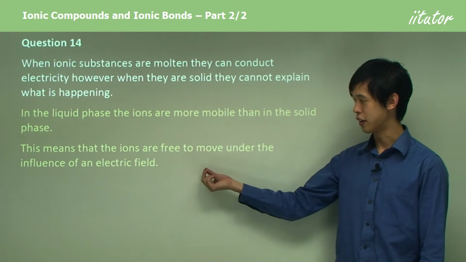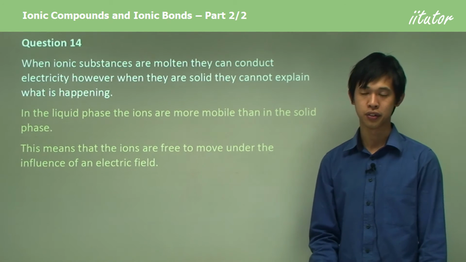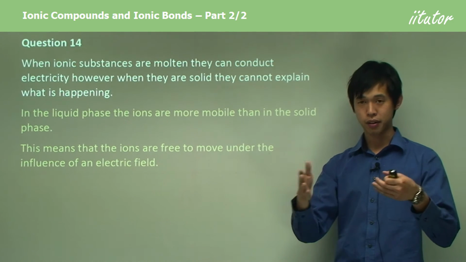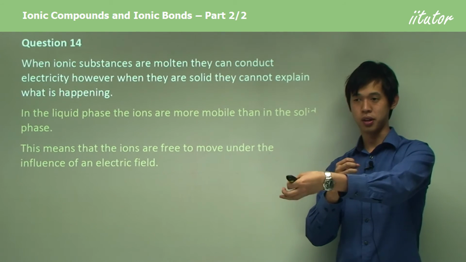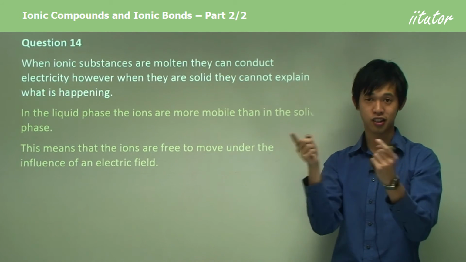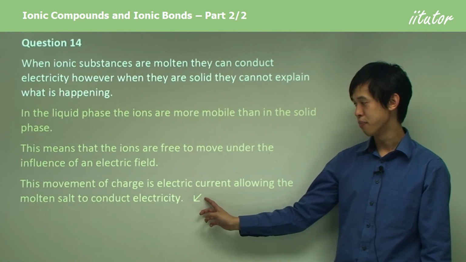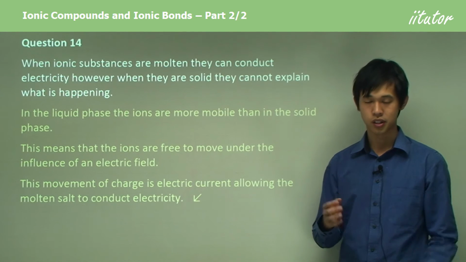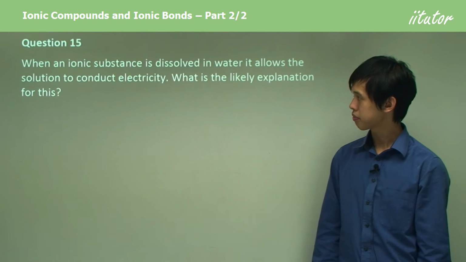So in the liquid phase, the ions are more mobile than in the solid phase. This means that the ions are free to move under the influence of an electric field. So if you put a voltage across a molten salt, the positive ions will move towards the negative end, and the negative ions move towards the positive end because they're attracted that way. Now this net movement of charge is electrical current, so it allows the molten salt to conduct electricity. So you can see how that works.